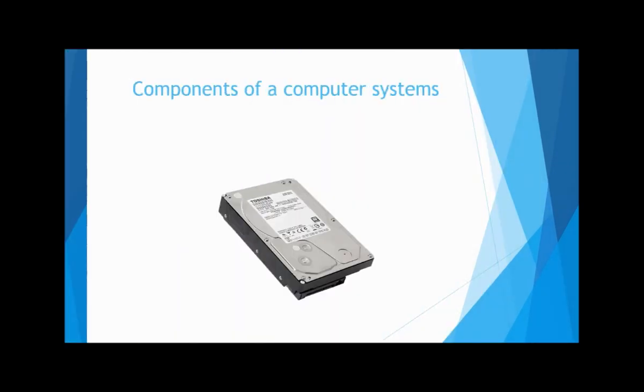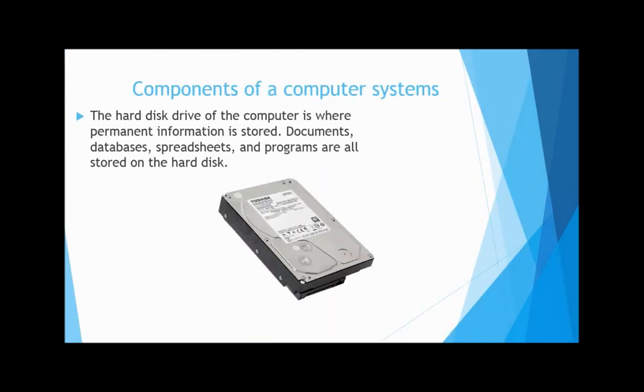3. Hard disk drive. The hard disk drive of the computer is where permanent information is stored. Documents, databases, spreadsheets, and programs are all stored on the hard disk. The larger the hard disk, the more you can fit on the drive. The size of the hard disk drive does not affect the speed at which a program can run, but the hard disk drive speed can affect how fast you can access your files.